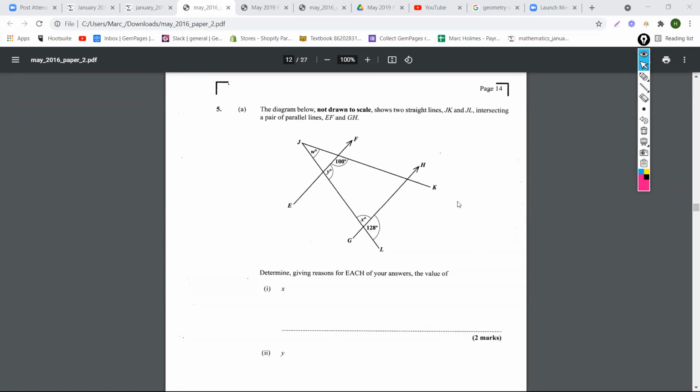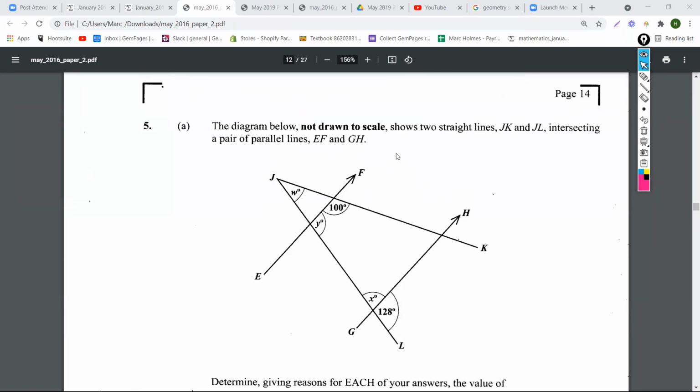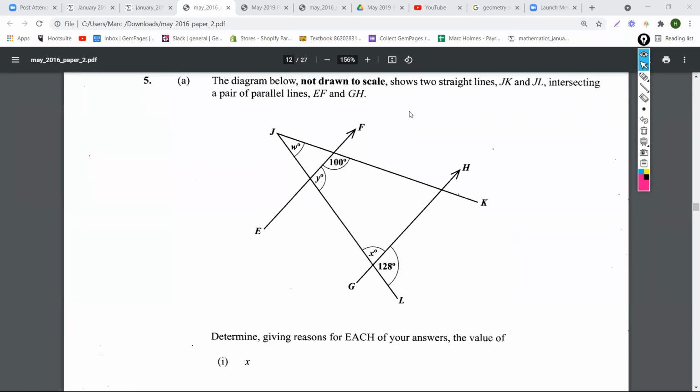All right, guys, so back. Let's continue with this now. It says here, a diagram below, not drawn to scale, shows 2 straight lines, JK, which is here to here, and JL, which is here to here, intersecting a pair of parallel lines, EF and GH. So these lines are parallel, guys. Let me draw the parallel marks on them. They're going in the same direction. It's kind of easy to solve these now, guys.